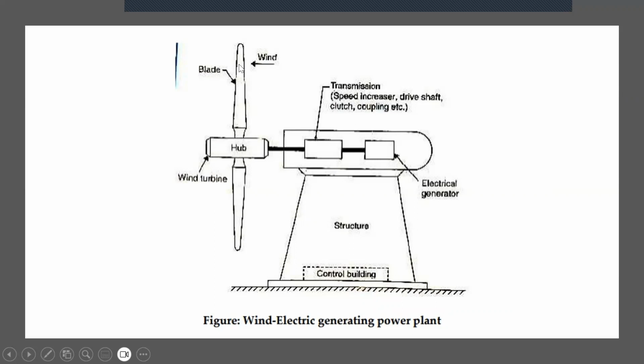Now when the wind is blowing across the atmosphere, based on its direction the blade starts rotating, wherein the wind turbine is rotating, through which it is attached to the transmission station. Here you will have the drive shafts, speed increaser, and coupling, which take the kinetic energy from the wind turbine and generate wind power, which then goes to an electrical generator attached to convert it into electricity. So this is the wind electric generator power. This is the overall view of a power plant.